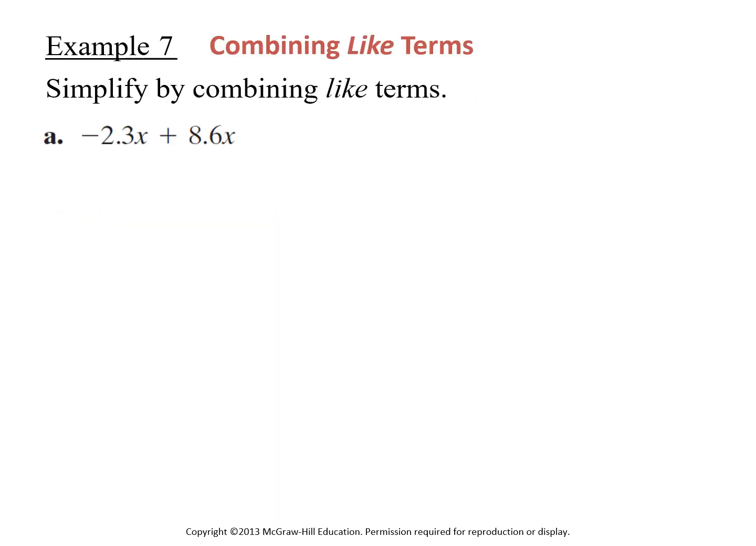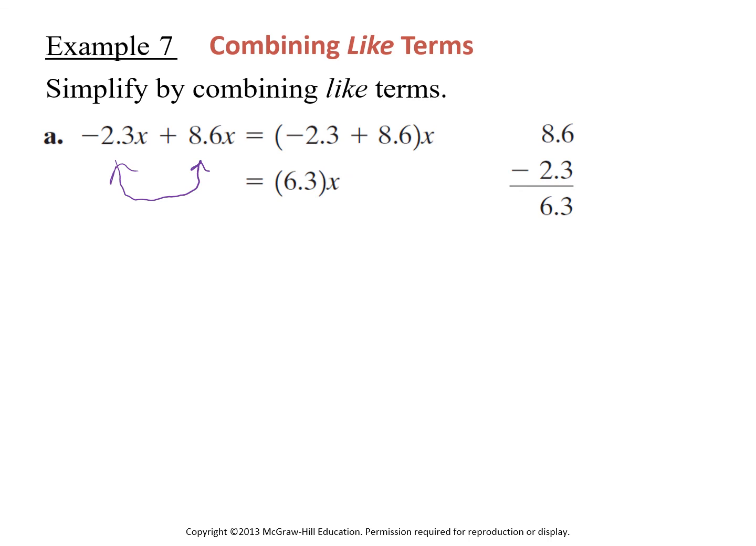And finally, we look at algebraic expressions, and just like with integers and fractions, we combine the coefficient and keep the variable part. So we combine negative 2.3 plus 8.6, and then it's going to have an X on it. So we have 6.3x. There's really no reason why that 6.3 needs to be in parentheses, just 6.3x.